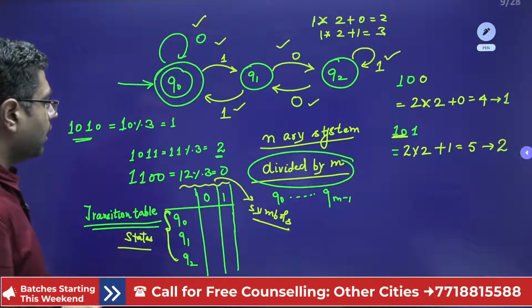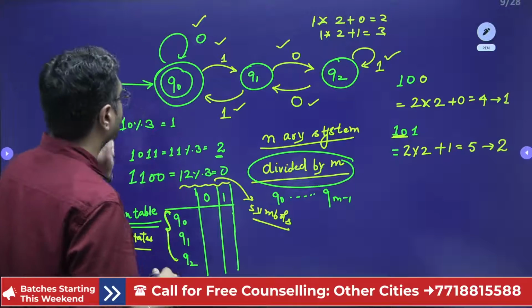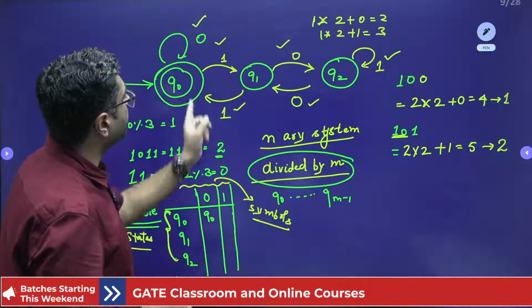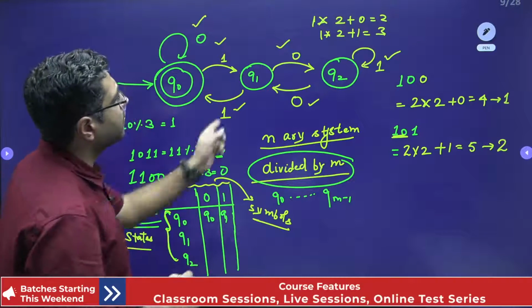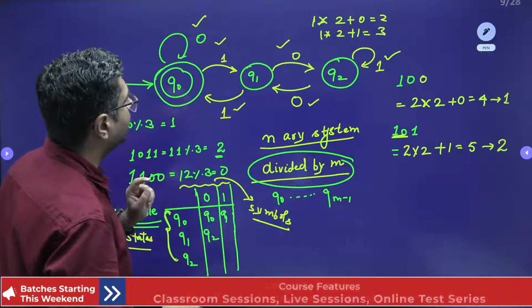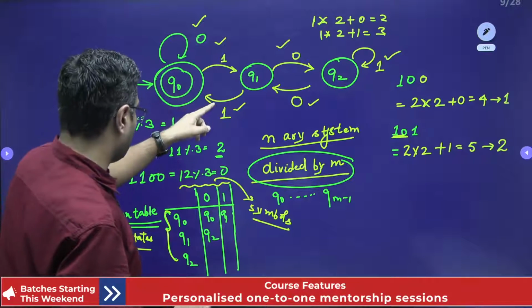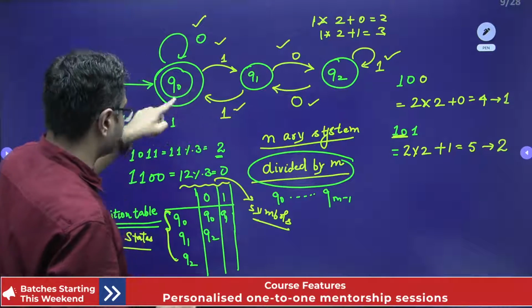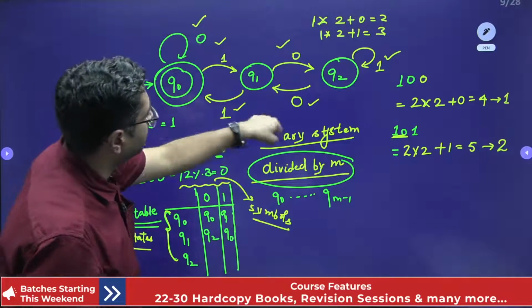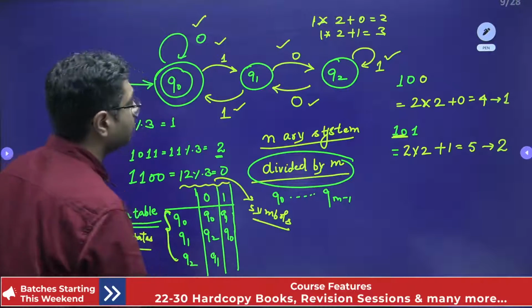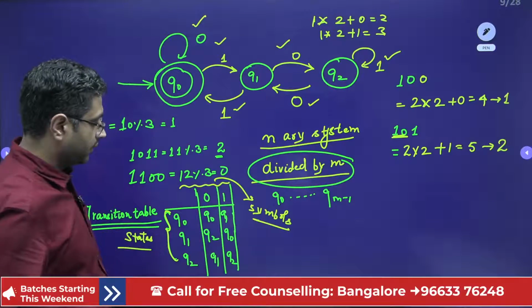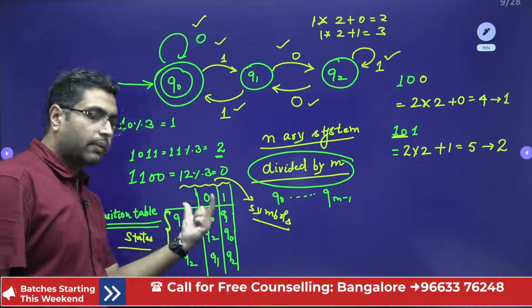Now you see Q0 on 0, where is it going? Q0 on 0, it is going to Q0 itself. Q0 on 1, it is going to Q1. Q1 on 0 is going to Q2. Q1 on 1 is going to Q0 again. Q2 on 0 is going to Q1. Q2 on 1 is going to Q2 itself. Right? So this is how you have represented the transitions.